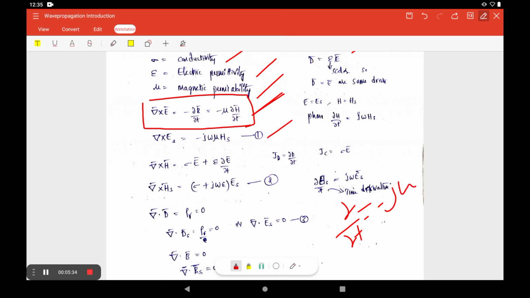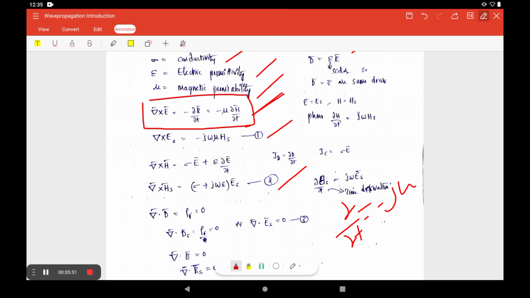At the same time, del cross H is equal to sigma E plus epsilon del E/del t. So from that also, del/del t is equal to j omega. By substituting del/del t equal to j omega, you will get a second equation here.